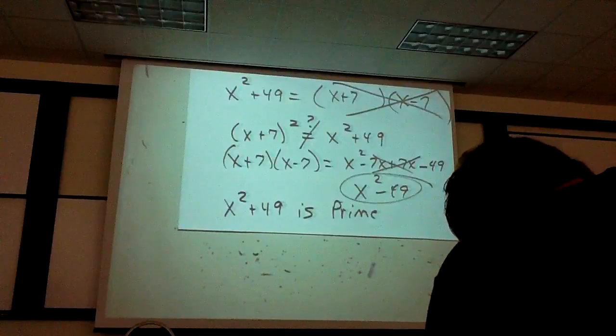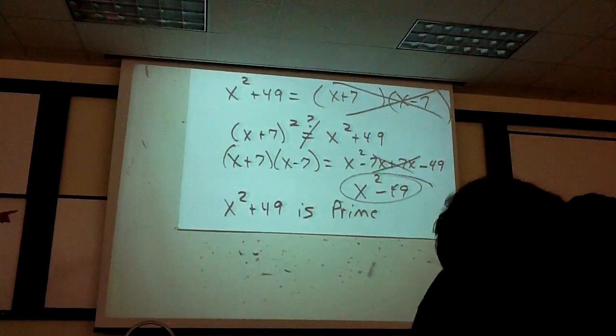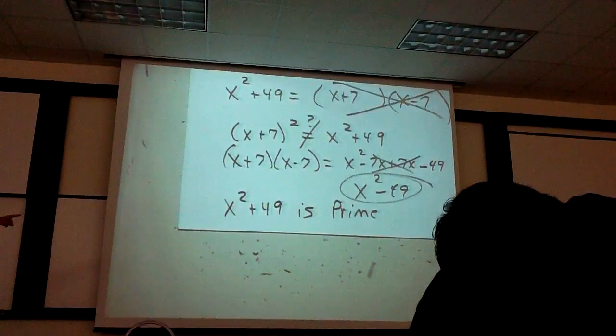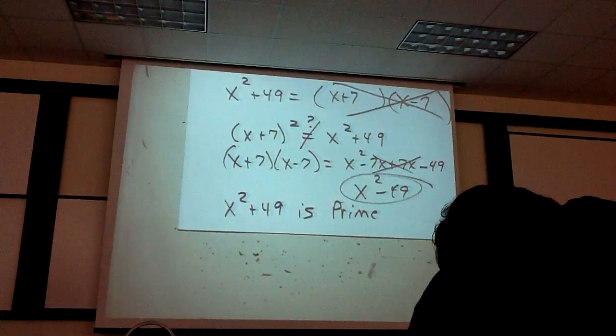Notice how wonderfully the difference of 2 squares factors. Notice the dead end that the sum of 2 squares gives you. Sum of 2 squares, dead end, is prime. Difference of 2 squares, factors wonderfully easy.